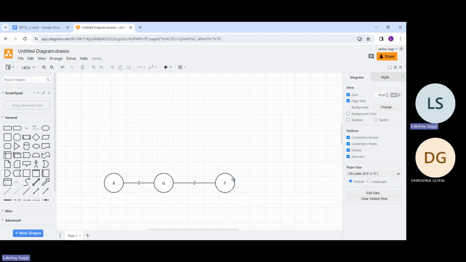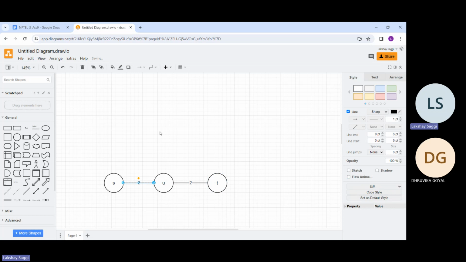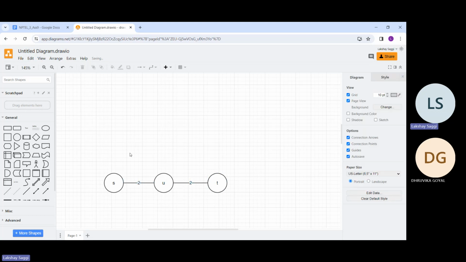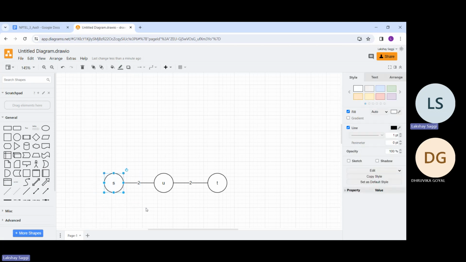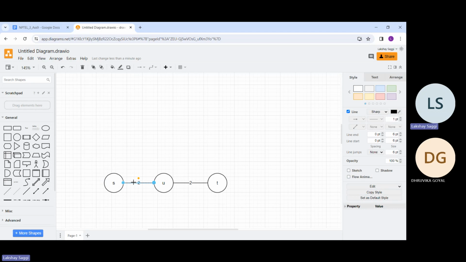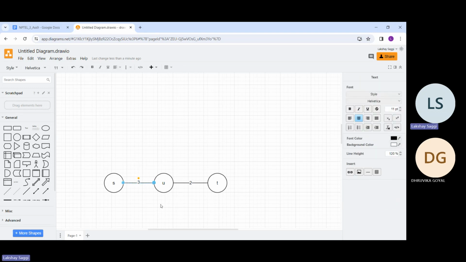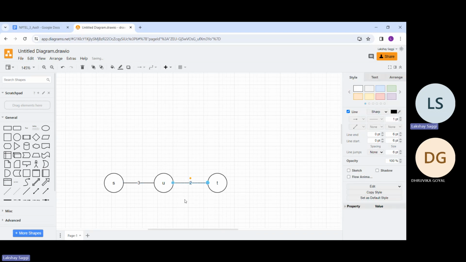So now what actually happens is this SU edge also forms an ST cut, and this UT edge also forms an ST cut, right? Suppose the cut C, which was given to us in this problem, was this cut, which had S on the source side and U and T on the sink side. So only this edge was going across that cut. Now suppose we increase its capacity from 2 to 3. Suppose this edge becomes an edge of capacity 3, but this remains a capacity 2 edge.